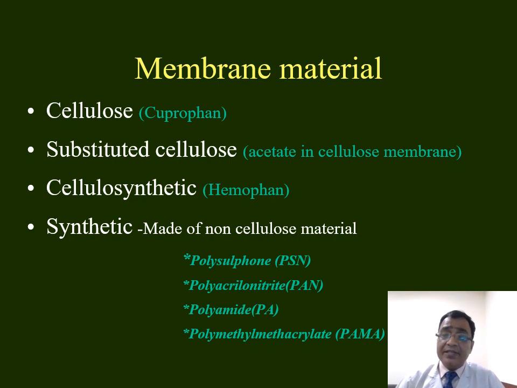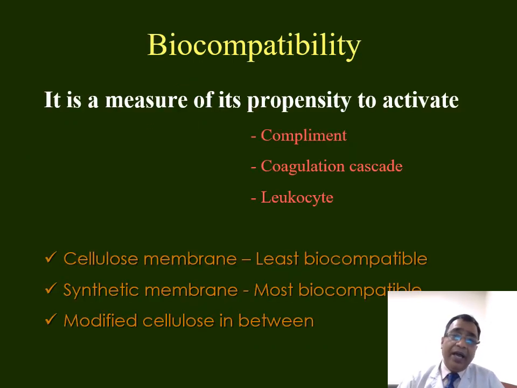The membrane material is also important. It can be cellulose, substituted cellulose, cellulose synthetic hemophane, and synthetic made of non-cellulose material, that is polysulfonate and polymethyl methacrylate. These are the common materials which we are using nowadays. Why is this material important? Actually, this material is responsible for what you call bioincompatibility or biocompatibility.